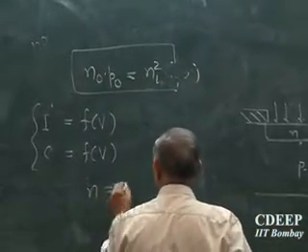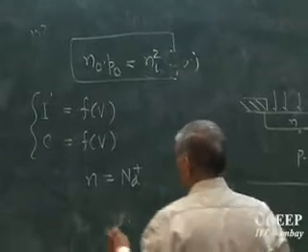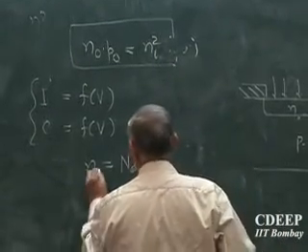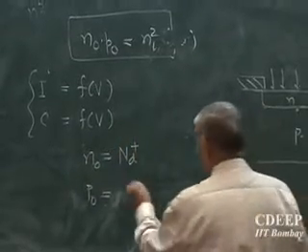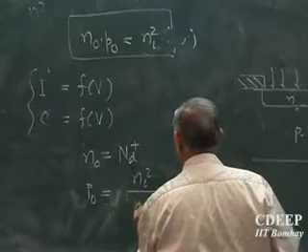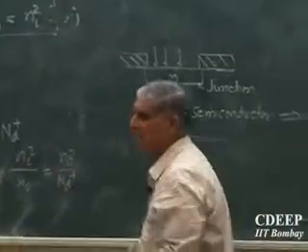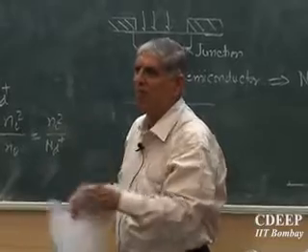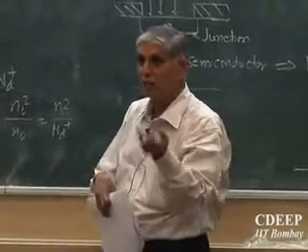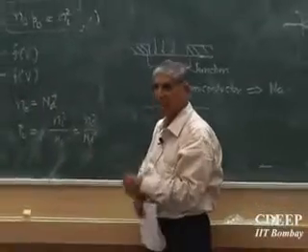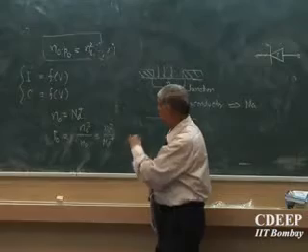N0 is equal to Nd, all of them being ionized. So what will P0 be? Ni square by N0, or Ni square by Nd. Right now I may not put the plus every time because I am assuming all of them are ionized. If not, I will have to find Nd minus Nd plus. So assume everyone is ionized.